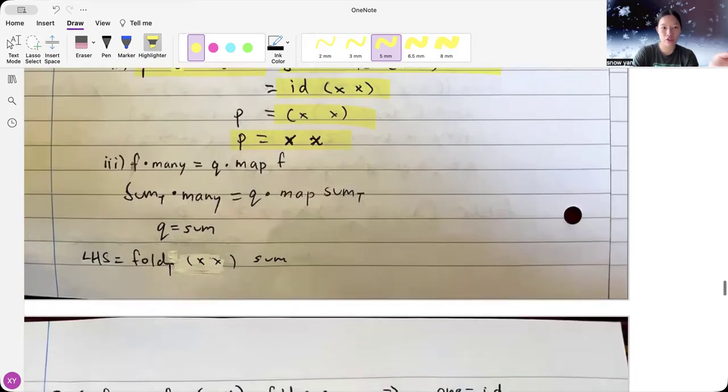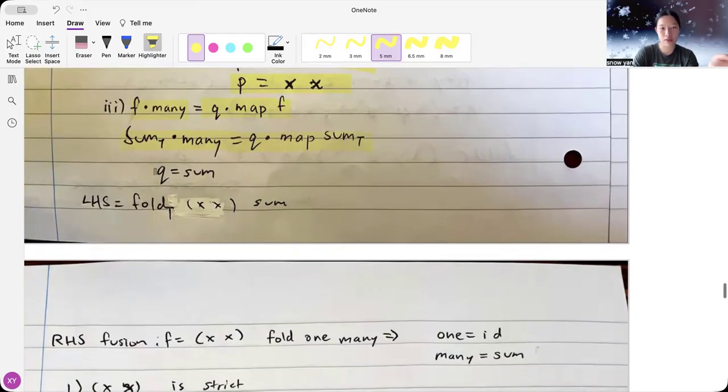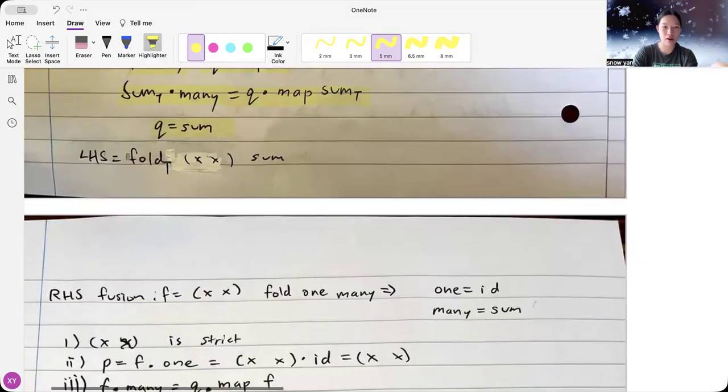Third condition, f composed of many is equal to q composed map f. So we have sum t composed of many is equal to q map sum t. So we get that q is equal to sum. Because if we have the sum of many, that gives us the whole thing. So if we were to just apply the sum of each one, then we would have to sum everything up to get the final sum, right? So that's why our q is sum. So then our left-hand side fusion would just be fold t times x of sum.